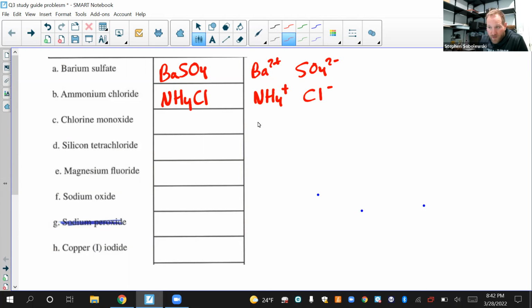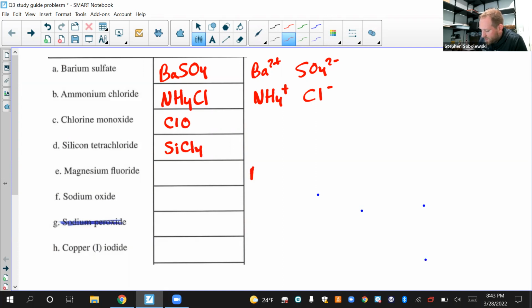So that's going to be covalent or a molecular compound. No charges, no crisscrossing, none of that. Anytime you see those Greek prefixes, you just write it as is. Chlorine is just one Cl. Monoxide is 1 O, giving us ClO. Silicon tetrachloride, I recognize tetra as a Greek prefix, so this is just going to be SiCl4.